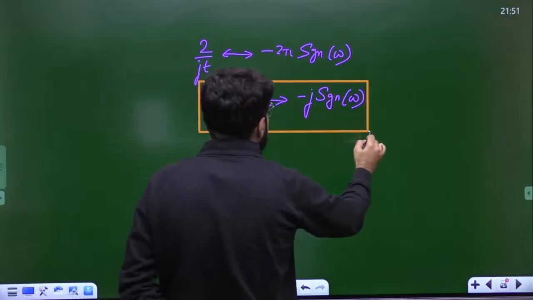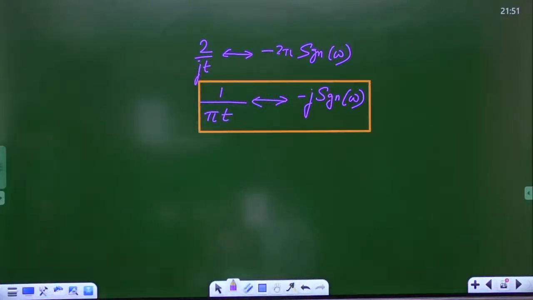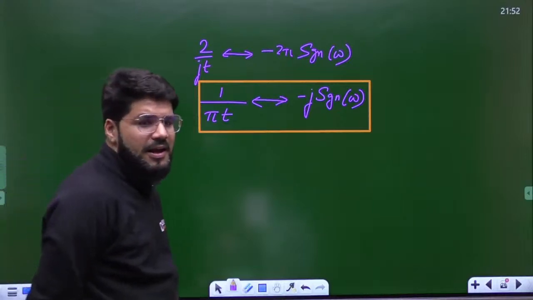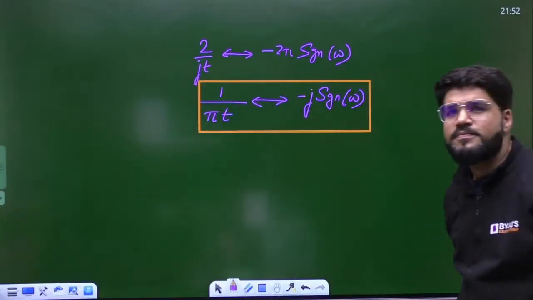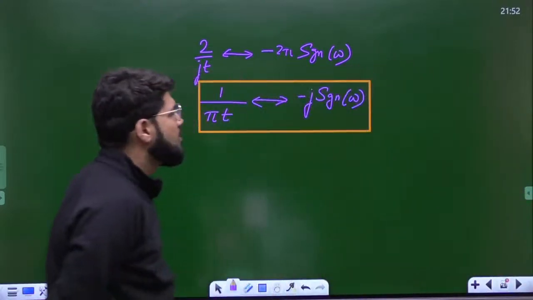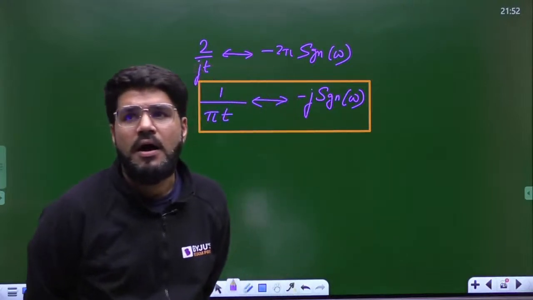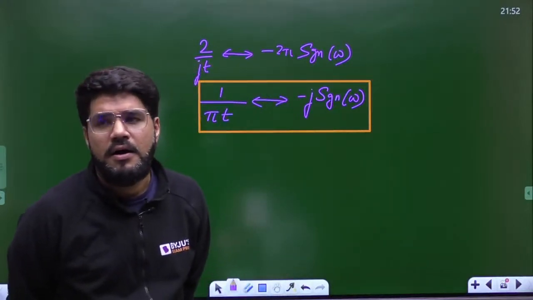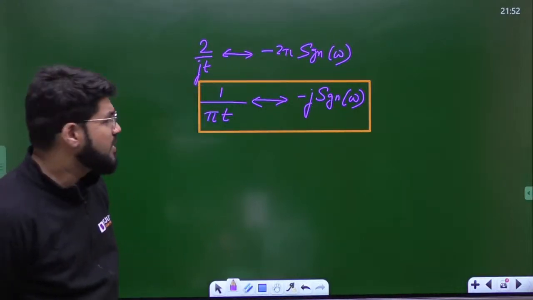Now this result is related to what? Anybody? Very, very important point here. This result is related to what concept? What system? What function? Minus j signum omega, pi by 2 phase shifter.